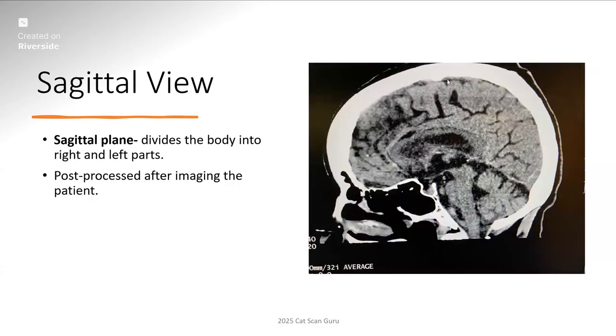Now, you also have a sagittal view. So this is a sagittal view of the head. Okay, so the sagittal plane divides the body into right and left parts. So you go from the right to the left. Okay, so this is also post-processed after we image the patient. So these are the views on just about every part of the body. That's standard procedure nowadays to go ahead and do after we're done scanning the patient.